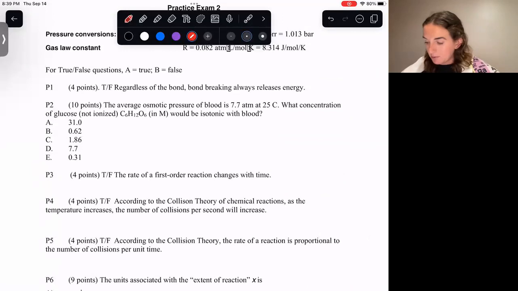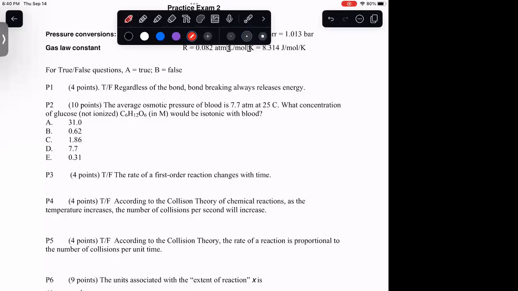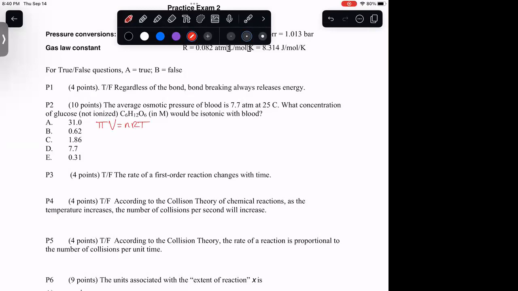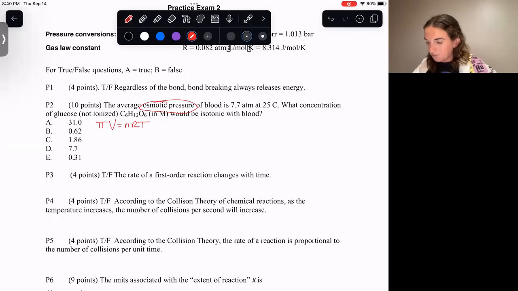Okay, so for this one, we have the average osmotic pressure of blood is 7.7 atmospheres at 25 degrees Celsius. We want to know what concentration of glucose, which is not ionized, would be isotonic with blood. So what is the equation, or what are we doing here? What do we need to know? The equation is pi V equals nRT. Because what type of problem is this? Osmotic pressure. Awesome. Yep, it's an osmotic pressure question.